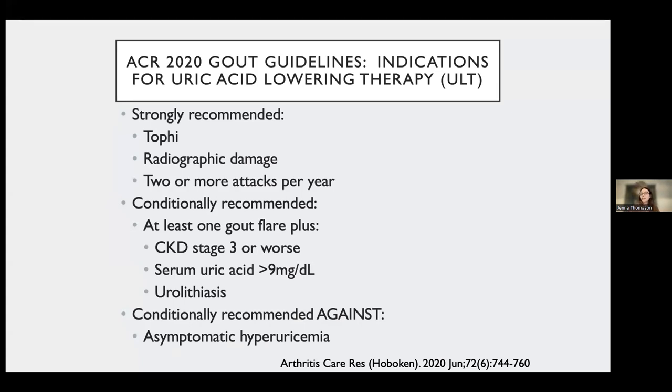They also conditionally recommend giving uric acid lowering therapy in patients that have had at least one gout flare plus CKD stage 3 or worse, or a high uric acid, because these patients have a high positive predictive value of going on to have more flares, or if they have urolithiasis.